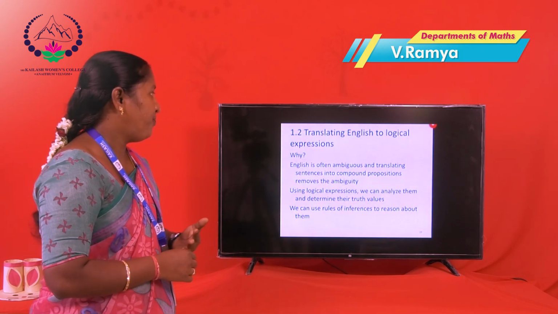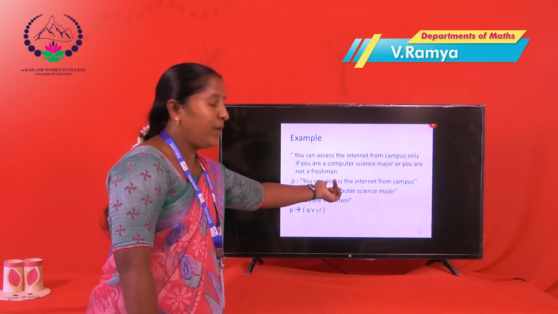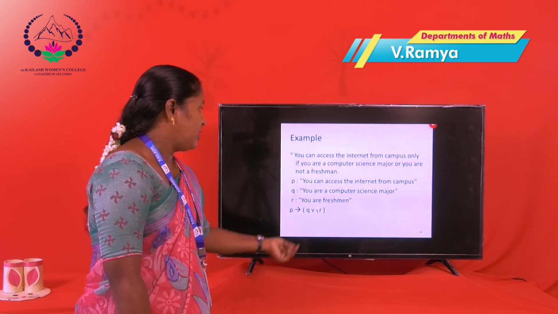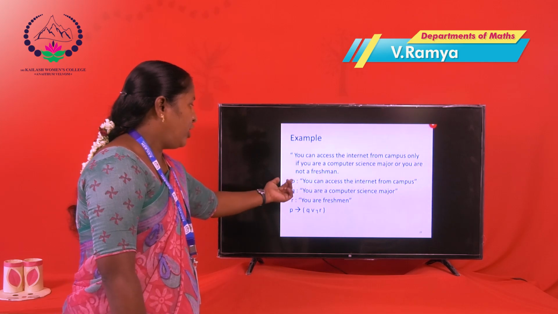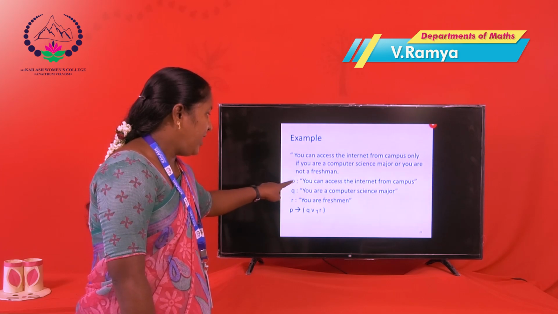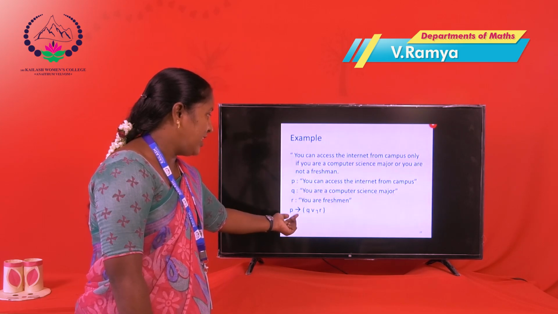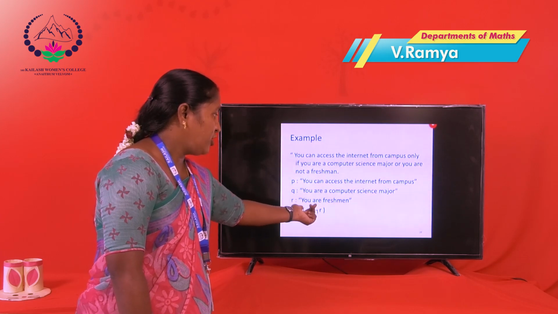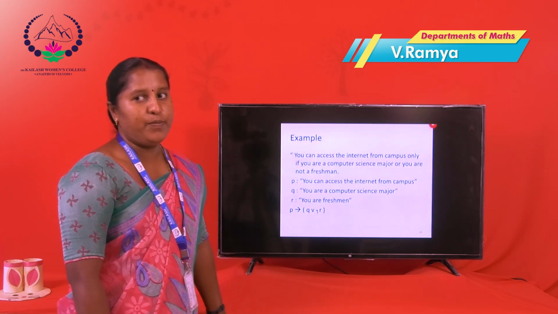The next one is an example. For example, P: you can access the internet from campus. Then the next one: you are a computer science major. Then our statement: you are a freshman. So we write the statements in symbolic form. For example, P is you can access the internet from campus, using conditional and negation or, you are a freshman. So this is the example of symbolic forms.